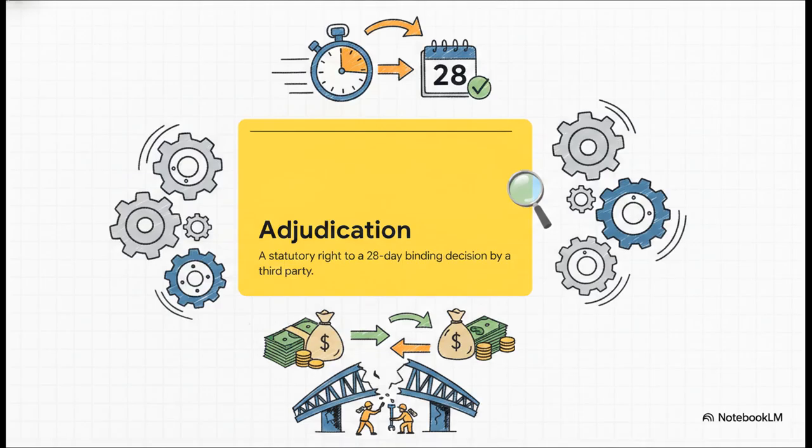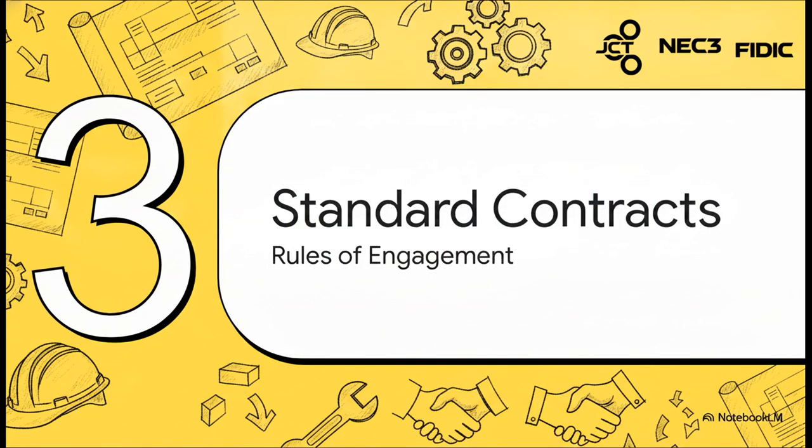It was specifically designed to keep cash flowing, basically stopping projects from bleeding out and businesses from going completely under over unresolved payment disputes. It's fast, it's rough justice for sure, but it is highly, highly effective. All right, part 3, standard form contracts.